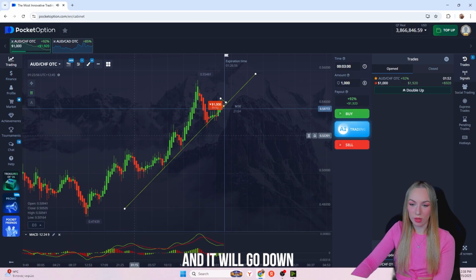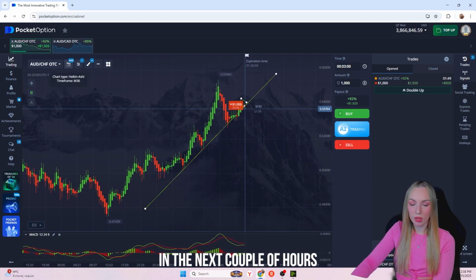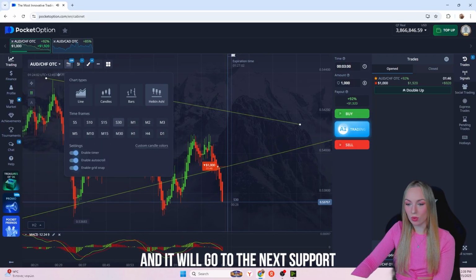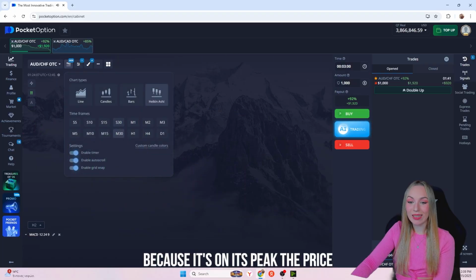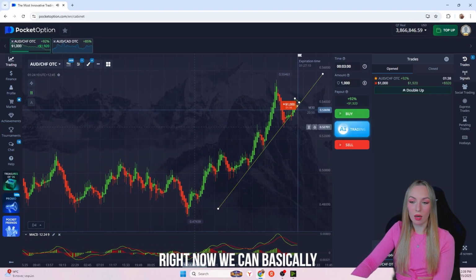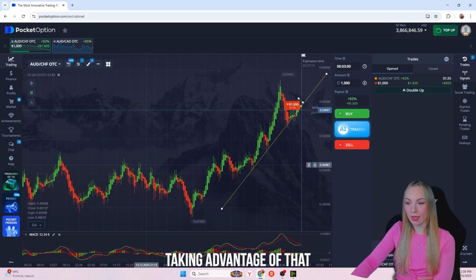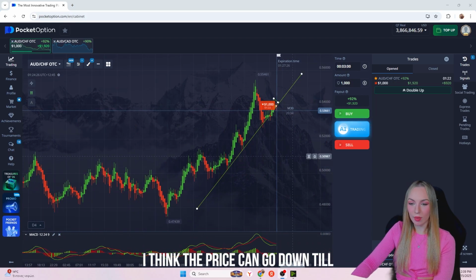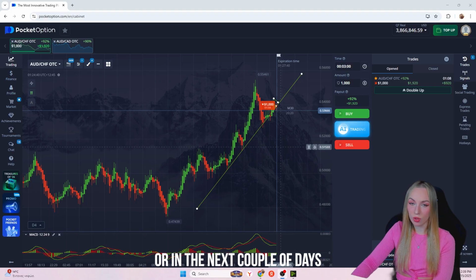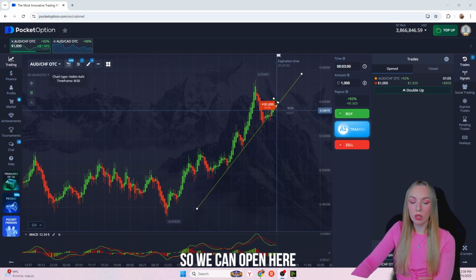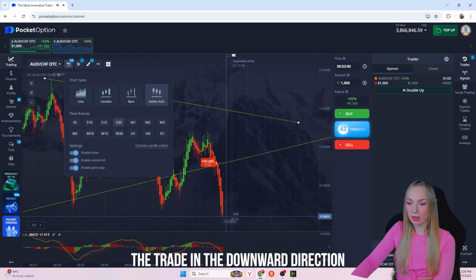it will go down in the next couple of hours, and it will go to look for the next support and resistance lines. But right now, because the price is on its peak, we can basically take advantage of that. I think the price can go down till here. The previous resistance line was somewhere there, so I think that soon we will see it there, and in the next couple of hours or next couple of days, the price will go down there. So we can open here the trades in the downward direction.